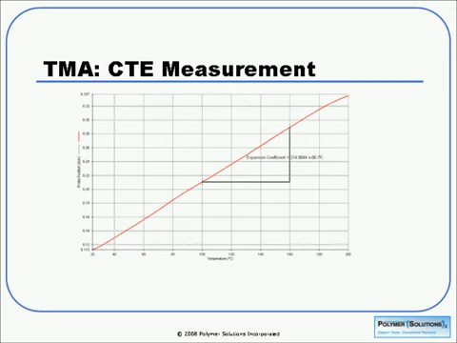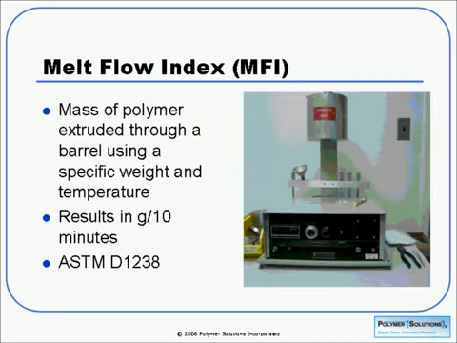So here's a typical TMA scan where we have probe position on the y-axis and temperature on the x. We see just a linear response in this case, but the slope of that line is proportional to the coefficient of thermal expansion, which in this case is about 214 per degree C.